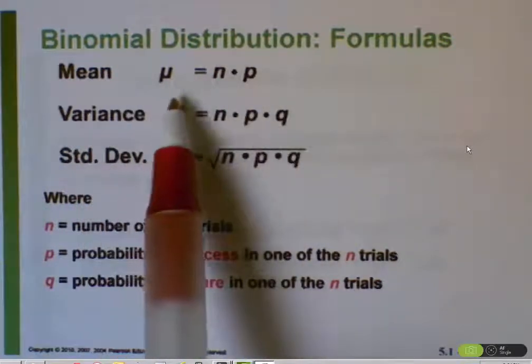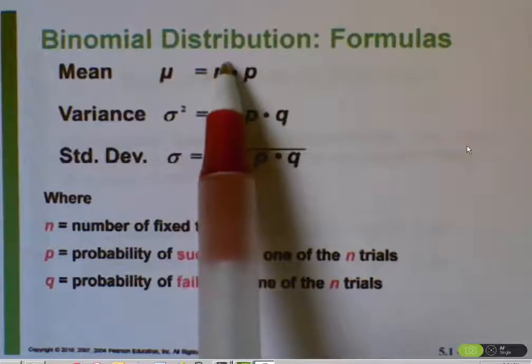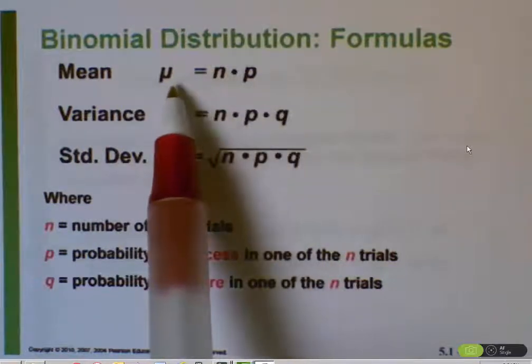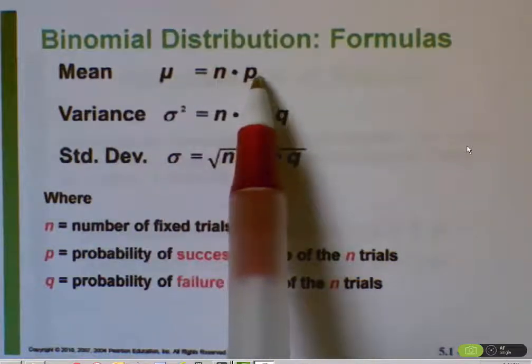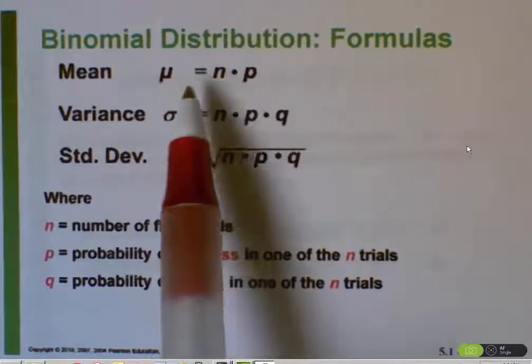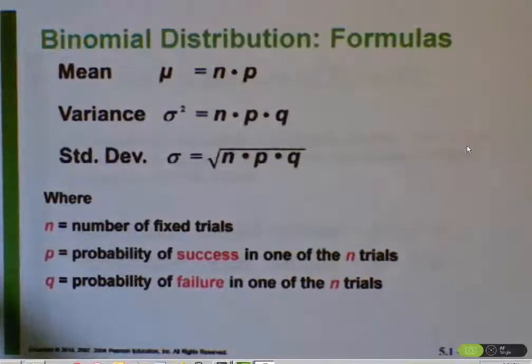If I say I have a population of, or a sample of 100 people and 15% of them have blue eyes, how many would you expect to have blue eyes? You would just say 15% of 100 is 15. So the expected value is 15. That means the mean is 15.